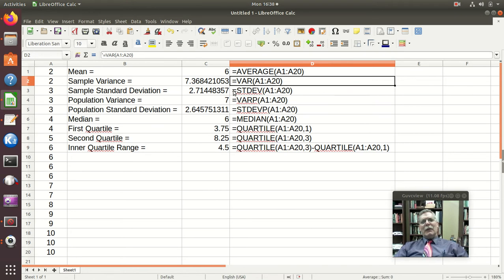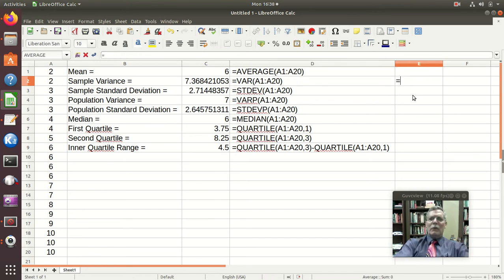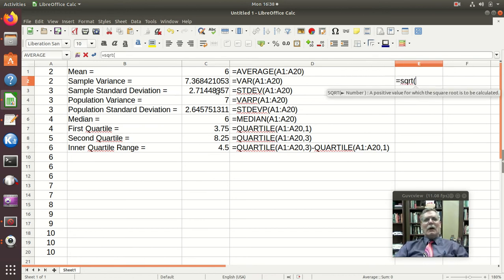Sample standard deviation, that's STDEV, so standard deviation, again from A1 to A20, and that's just the square root of the variance. So if I go over here and I say, well, equals square root, and I want the square root of that number, hopefully that will turn out to be 2.7 something, and there we go, 2.71448.